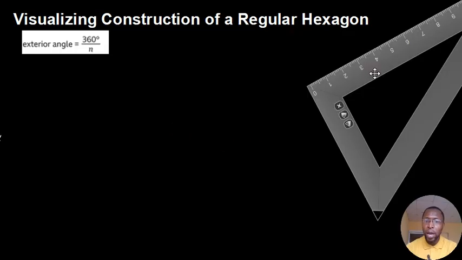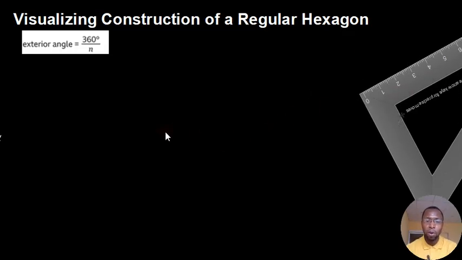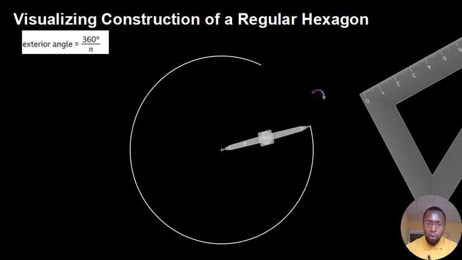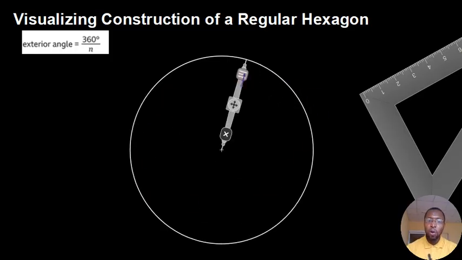For you to construct a hexagon using the constant radius method, all you need to do is to get your compass. With your compass, you draw a perfect circle with a reasonable radius. Let me adjust the radius of my compass a little again. Then with it, let me draw a circle, a perfect circle. Having done that, with the same radius of your compass, you do not tamper with it.